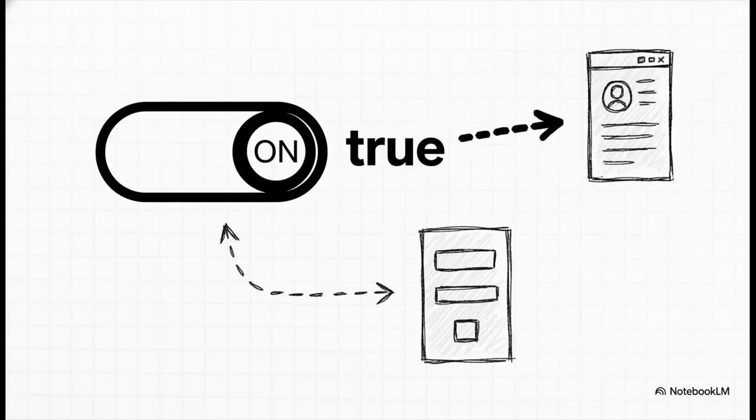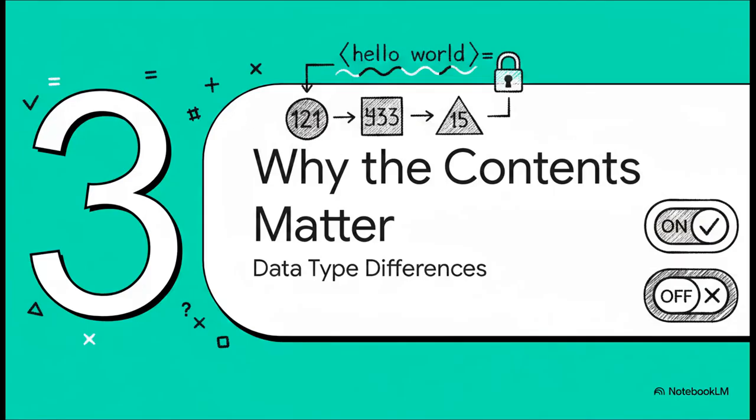And this is exactly how it's used all the time. You could have a variable called isLoggedIn and set it to true. Then the program can check that switch. Is the switch on? Great, show them their profile. Is the switch off? Okay, send them to the login page. This simple true or false idea is literally the foundation for all decision-making in code. So we have strings for text, numbers for math, and booleans for making choices.